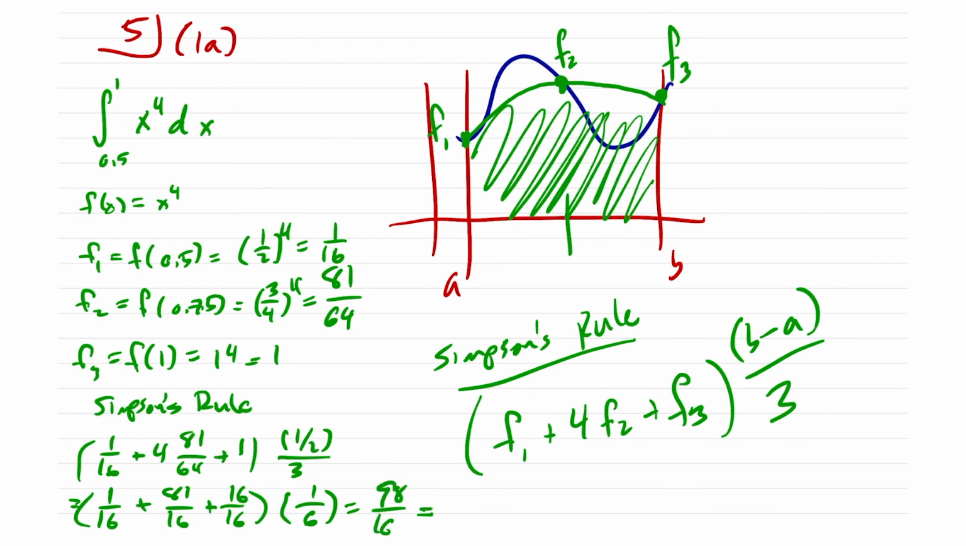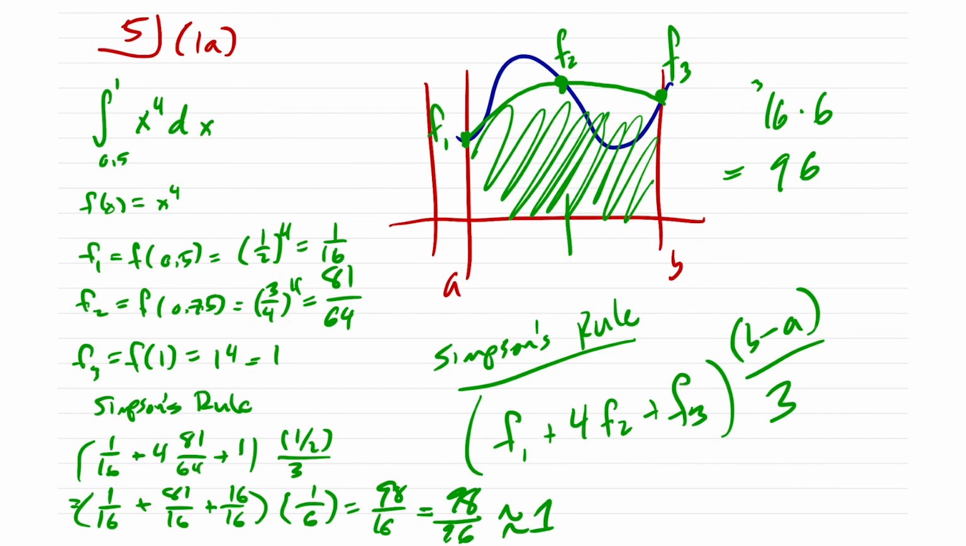And then we just need to figure out what 16 times 6 is, and that is 96. So it's 98 divided by 96, and so it's roughly 1. And so there you go, that's Simpson's rule. Not too bad.